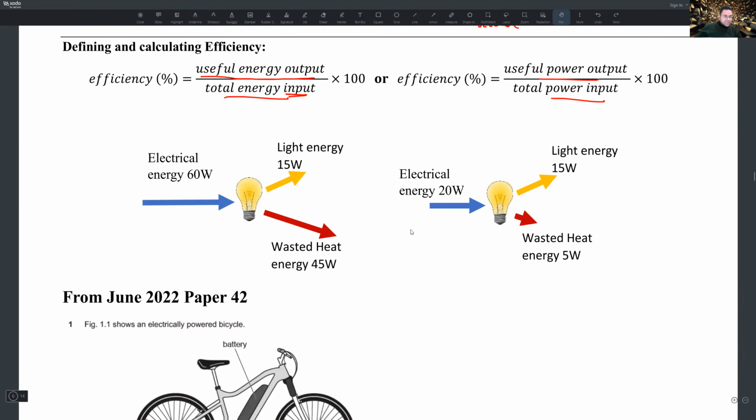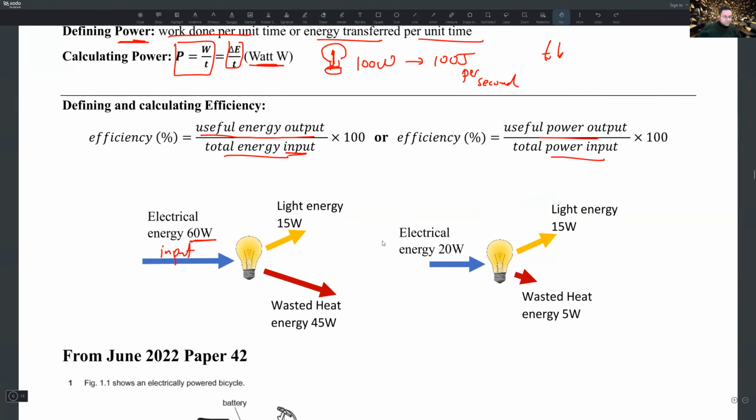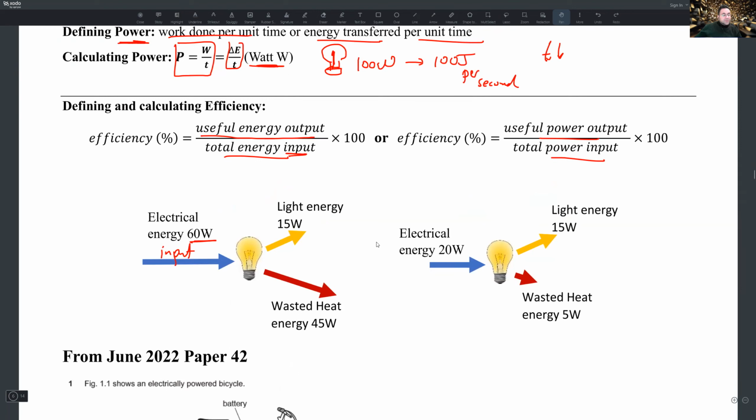Here's an example of a light bulb that takes in, this is your input, 60 watts, that's power. If it gets an input of 60 watts of electricity and it gives out 15 watts of light, light is what we consider useful. Okay, everyone? That's the useful. The goal is for it to give me light. So where did the rest of the 60 go? Where did the 45 go? It became heat. That's considered wasted energy, lost energy. I don't want it. Not that I don't want it, I do want it, but it went away from me.